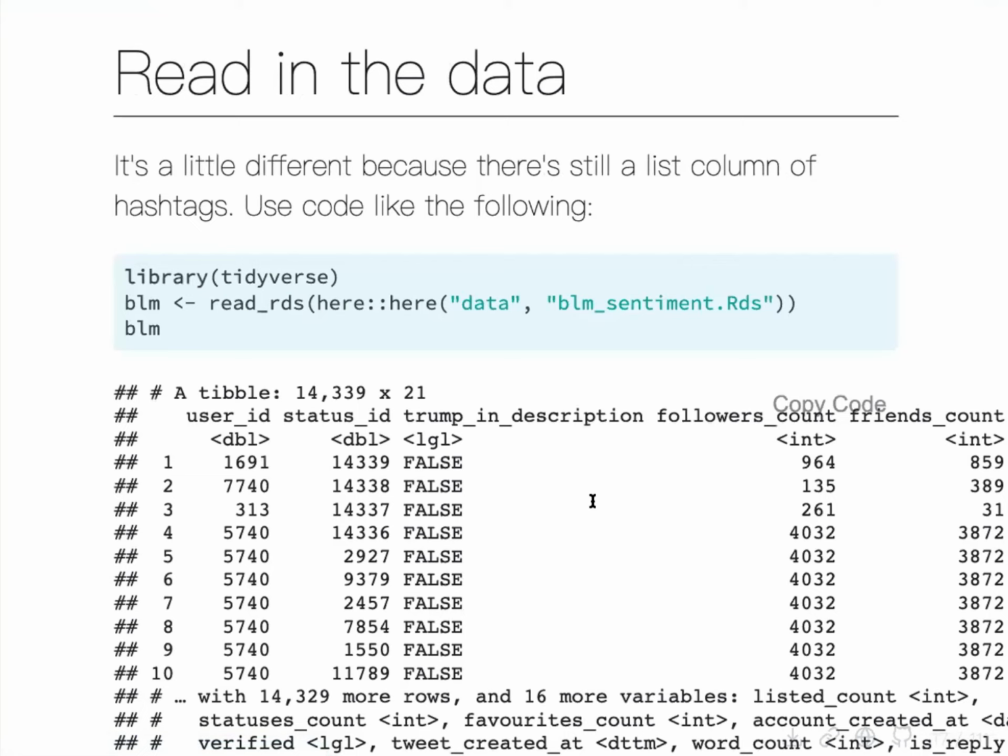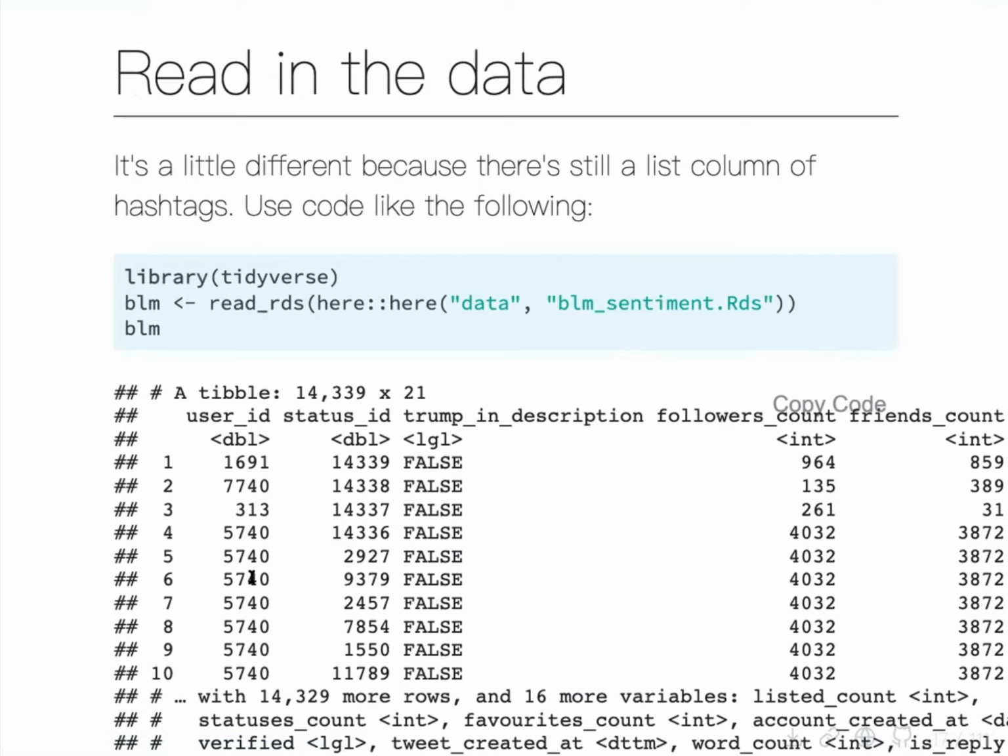So the data are on Canvas. I just put them up there this morning. They're also on the GitHub repo if you've been cloning. So I'll give you a minute or two, but please go ahead and actually read in the data. It's called BLM sentiment. And it basically looks like this. So I'll talk through it as you're doing this.